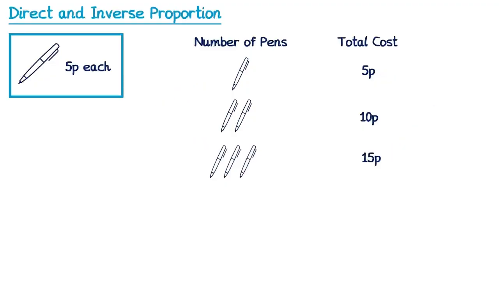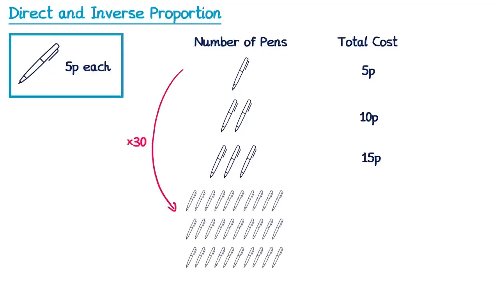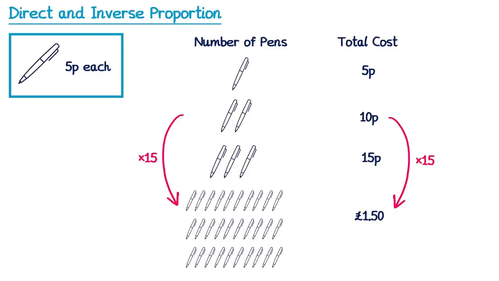pence. And this would apply to any number of pens, so if you wanted to do 30 pens, 1 times 30 is 30, and then you would need to multiply the cost by 30, so 5 times 30 pence is £1.50. Now this relationship will apply to any starting and finishing number of pens. So if you started at 2 pens and multiplied it by 15, you would get 30 pens. You would need to multiply the cost of 2 pens by 15 to get the cost of 30 pens.